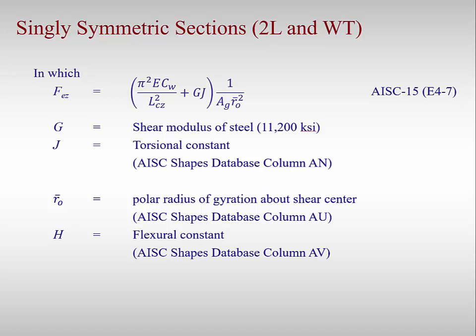The polar radius of gyration, R bar sub naught, and the flexural constant, capital H, can be calculated by equations given in section E4. That's page 16.1-36. However, this requires you to determine the distances between the shear center and the centroid of the cross-section for each axis. You ask, what is the shear center? Well, the shear center is the location the cross-section rotates about in the longitudinal axis when twisting.